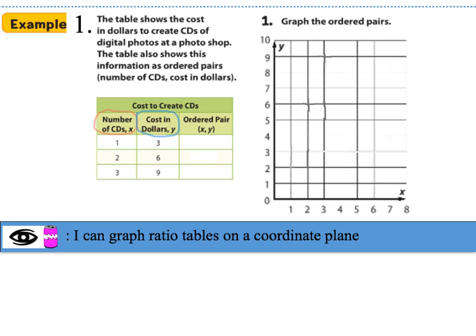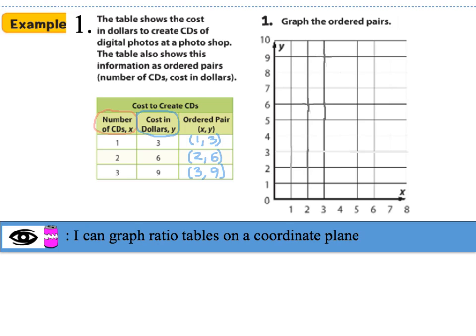So when I put them together, I should get ordered pairs. My first ordered pair would be 1, 3, because for every 1 CD it costs $3. My second ordered pair would be 2, 6, and my third ordered pair would be 3, 9. So I'm going to go ahead and graph my ordered pairs on my coordinate plane. Remember, we're going to start with the x first and then go on the y-axis.